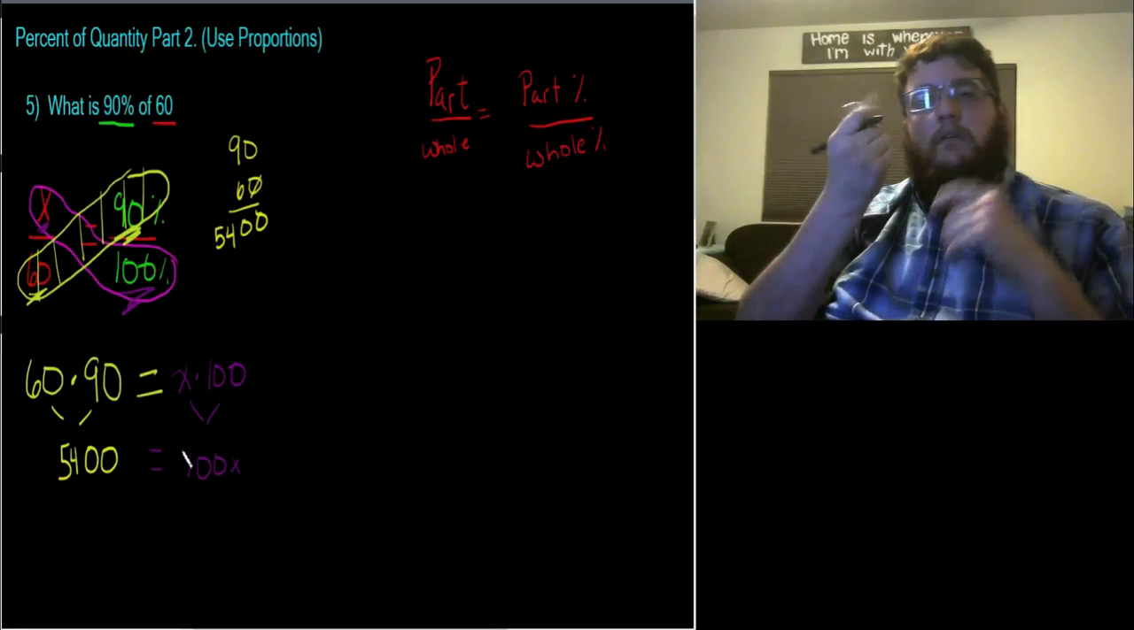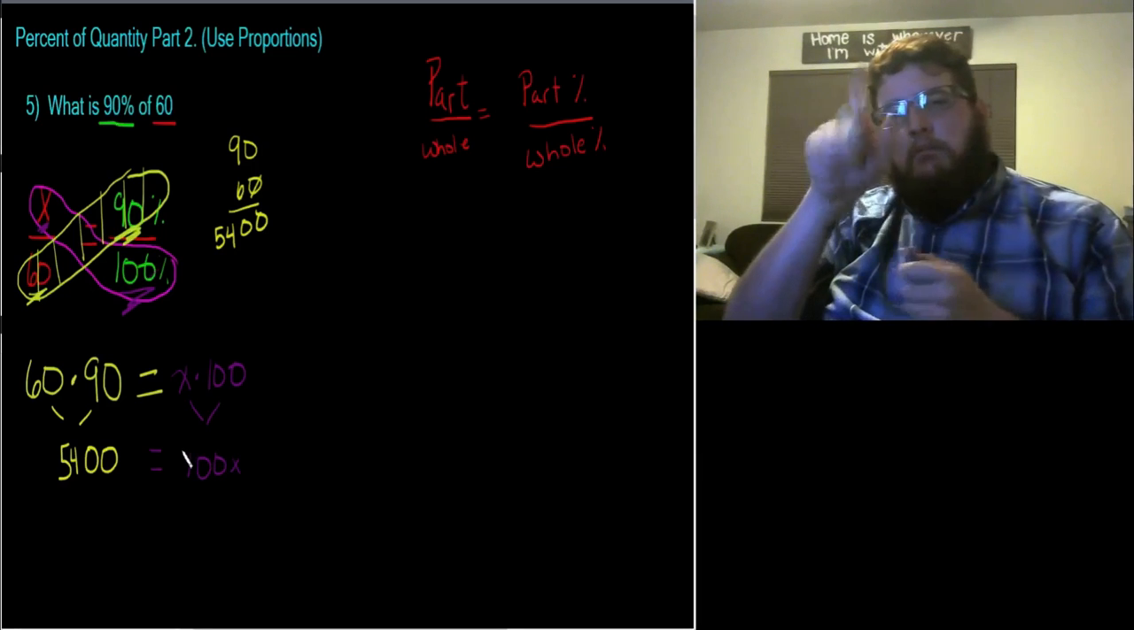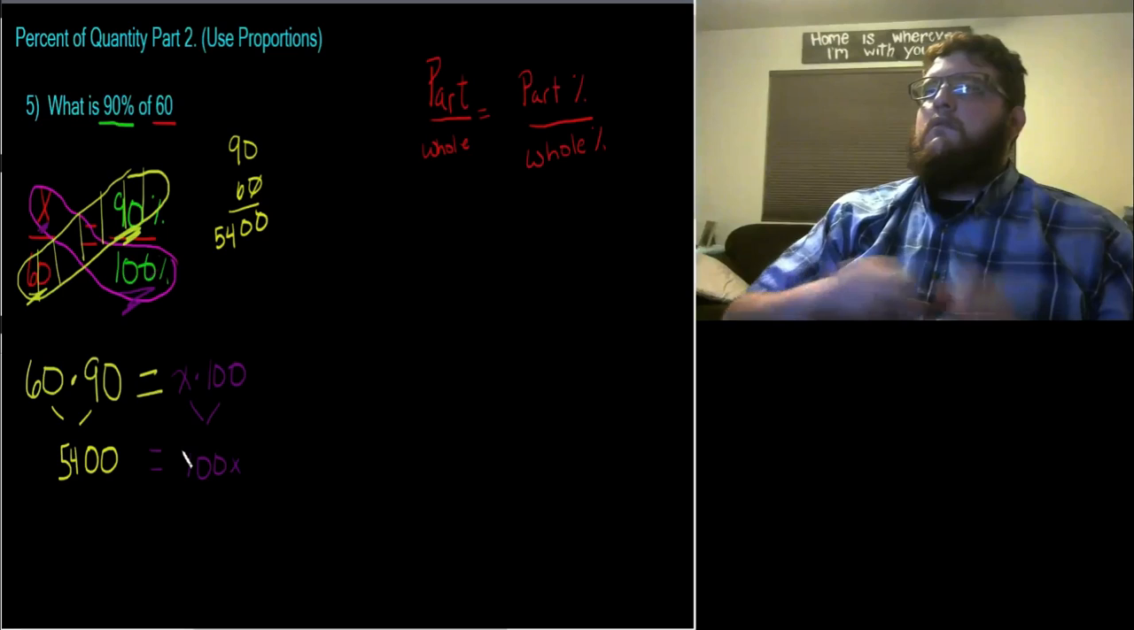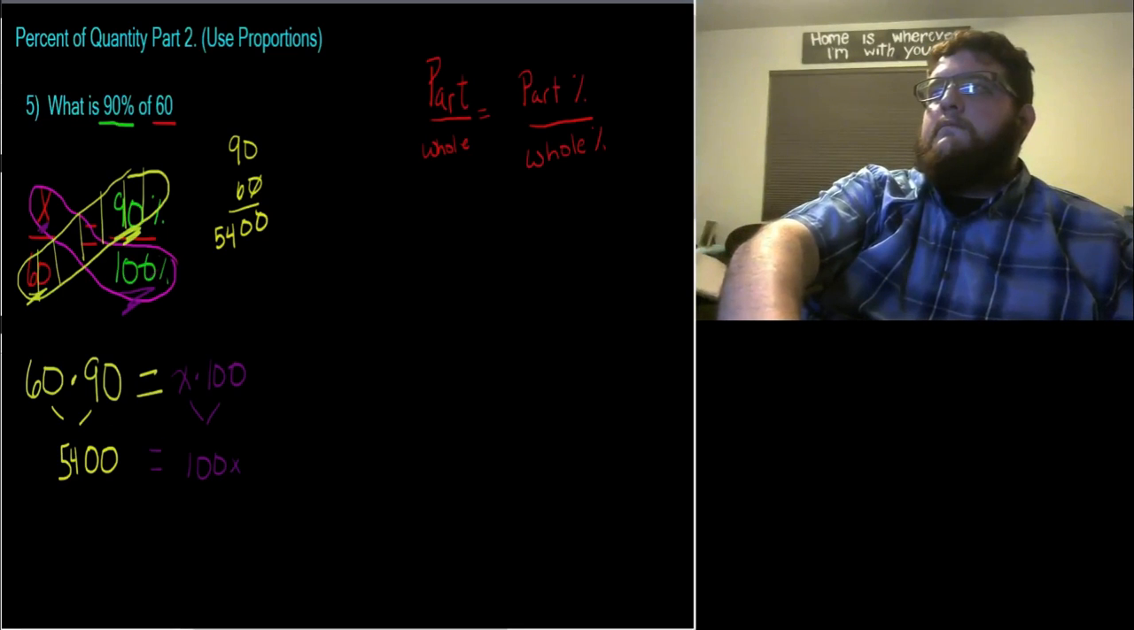Now we must isolate the x variable. To do that, we'll divide both sides by 100.